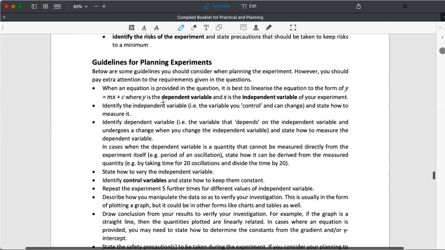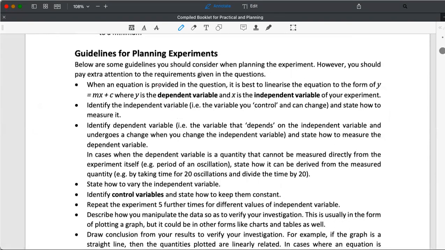So here are some basic guidelines to consider when planning the experiment. Do pay attention to the requirement also in the question. So if a question asks you to do this, you better fulfill the requirements to score the point. When an equation is provided in the question, it is always best to linearize the equation in the form of y equals mx plus c. So whatever equation they give you, if you can, linearize it so that you can identify what is the dependent variable and independent variable.